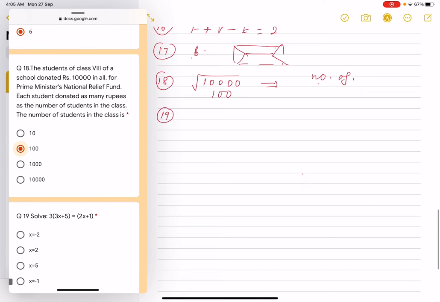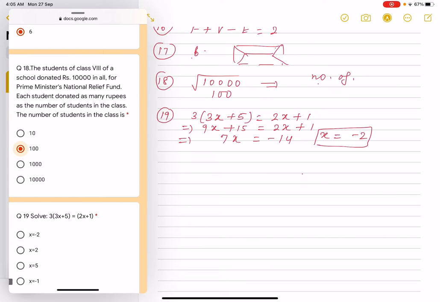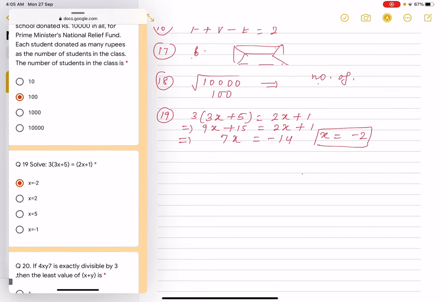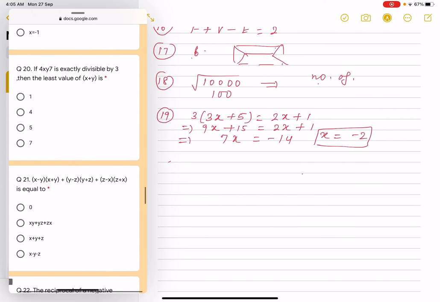19th. 3x plus 5 is 2x plus 1. So when you simplify, 3 3 is 9, 3 5 15, 2x plus 1, that is 7x is minus 14, x is minus 2. So we have first option is correct. 19th question done. Let's be fast.